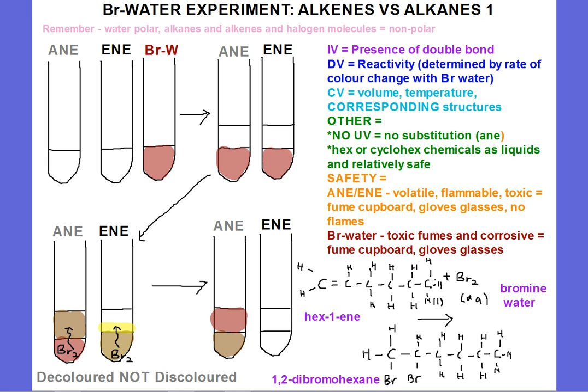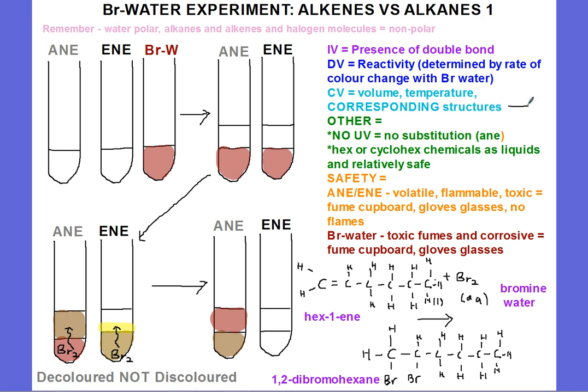So let's now look at some of the important conditions of this particular reaction we did. First of all, the independent variable, the only thing we changed in our experiment, was the presence of the double bond, the alkene versus the alkane. The dependent variable was the reactivity, and we determined that by the rate of colour change with the bromine water. The control variables are things we kept constant: the volume of solutions, the volume of reactants.